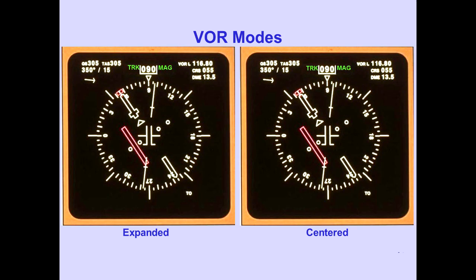These are the VOR and VOR-centered modes. Ground speed, true airspeed, wind, current heading, and heading reference, and VOR information are displayed across the top. Course deviation is also displayed.